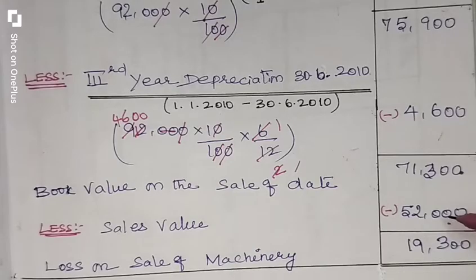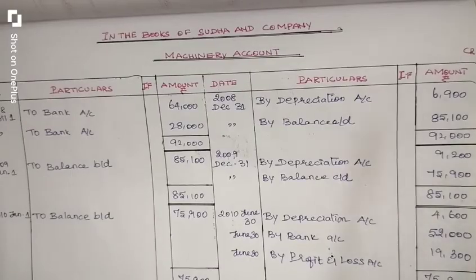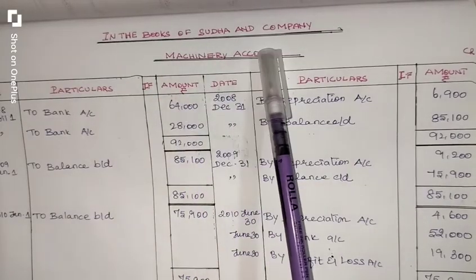For that we subtract the values, 19,300. So this is the loss on sale of machinery. Why? Because the selling value is less than the book value, you will get a loss. So this is the loss on the sale of machinery, 19,300. Now we are going to prepare the machinery account, the ledger account.